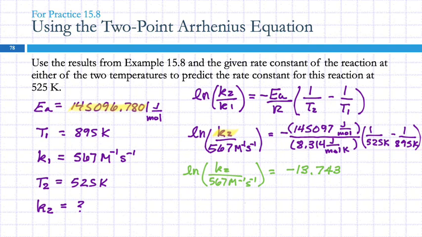Then I need to do e to the x of both sides. That'll get me K2 over 567 is equal to e to the negative 13.743. And so I'm going to take this result, and I'm going to multiply by 567.